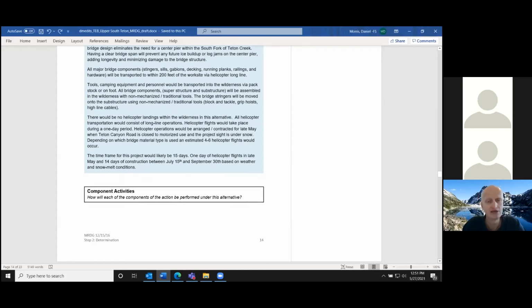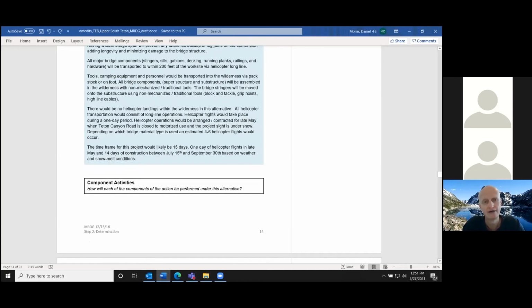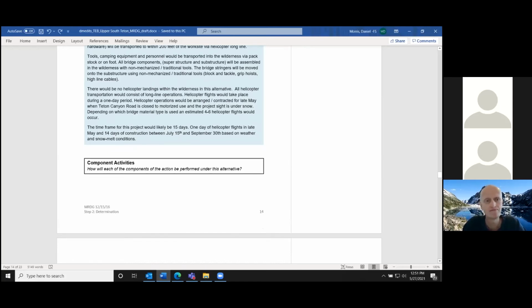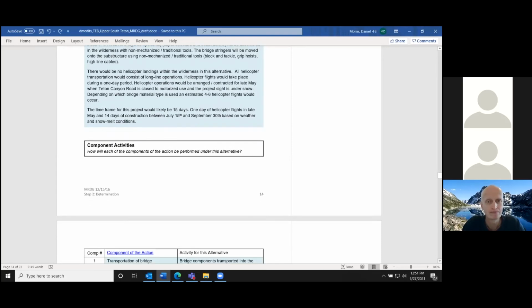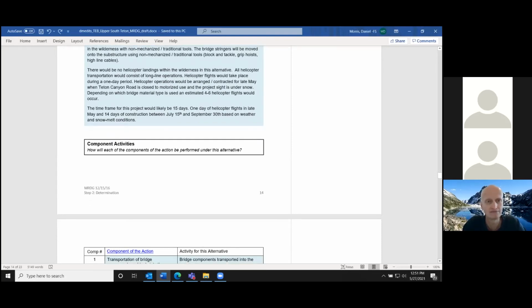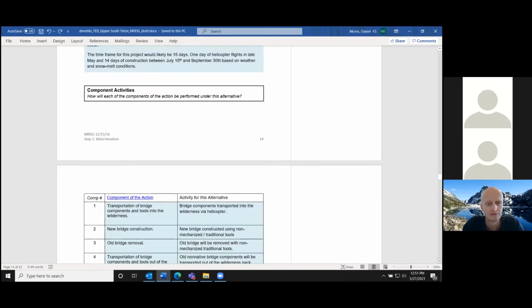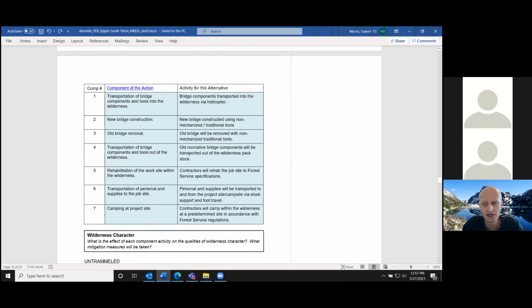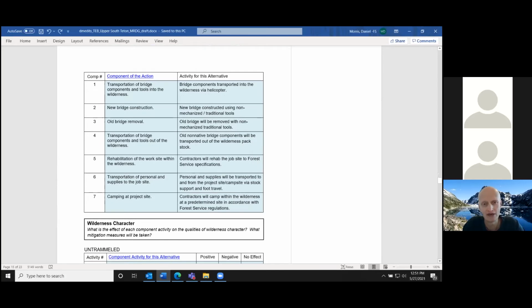So yeah, using a helicopter, we're going to have some obvious effects to wilderness character there. They're not going to land, but they are going to sling load those components down and then construct on site. All right, and again, you see they've done a pretty good job of breaking out those component actions.